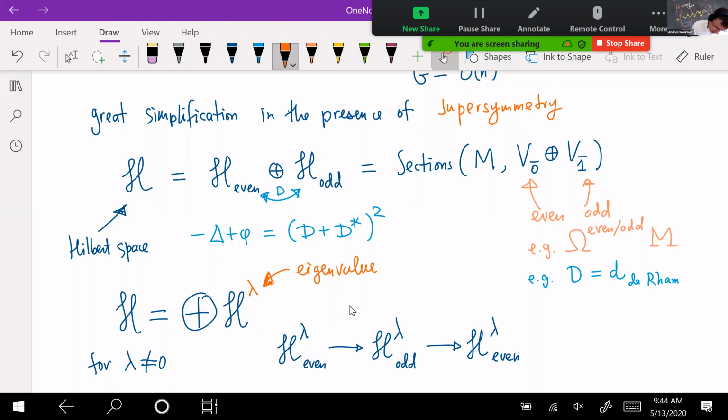If I use this operator D here, I forgot to say the most important thing, that its square is zero. This is a differential. Like, for example, the de Rham differential squares to zero, and if I take its anti-commutator with its adjoint operator with respect to my Riemannian metric, then I'm just going to get the Laplacian. So this is exact.